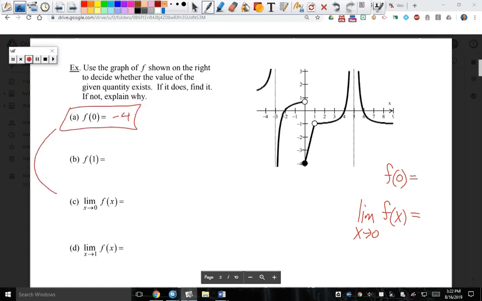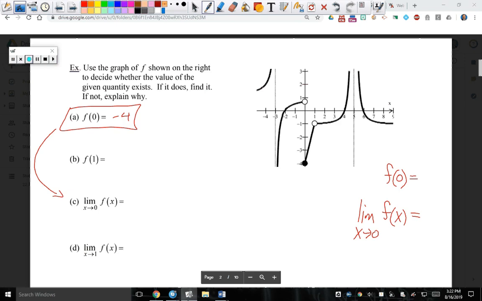Now let's skip down to C. Okay, think about it. Arjun, first, how would you read C? How do you read that? As x approaches 0 of f of x. The only thing that he forgot to say that's very important is what? The limit. What is the limit? I.e., what is the y value that it's trying to approach? What is the limit as x approaches 0 of f of x?